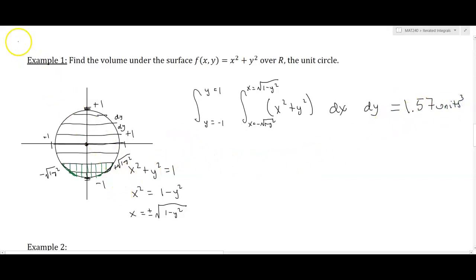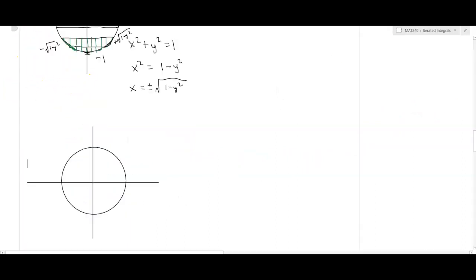The other way I could do this problem is by, again, dividing this thing up into dy strips. So let's go ahead and do that next. So here we have another representation of the function, and we're going to break this thing up into dy strips first. And we're going to start over here at negative 1, and we're going to begin slicing this thing downwards like so.